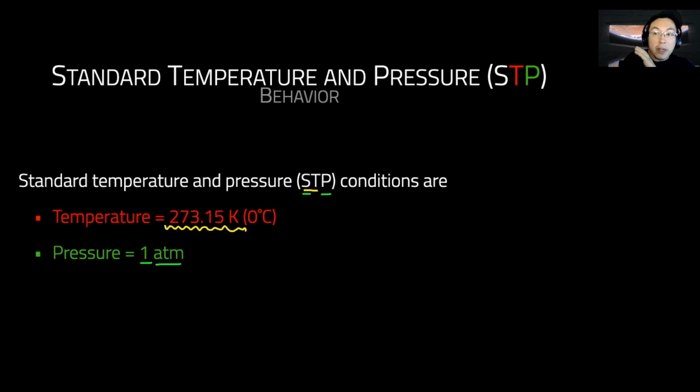Especially if you're not given any unit for pressure, always go with ATM, right? With atmospheres. Unless you're being specified kilopascals or millimeters of mercury, then you use that. But if you're not being specified and you are given SP, like standard pressure, you can use this number 1 for atmospheric units.